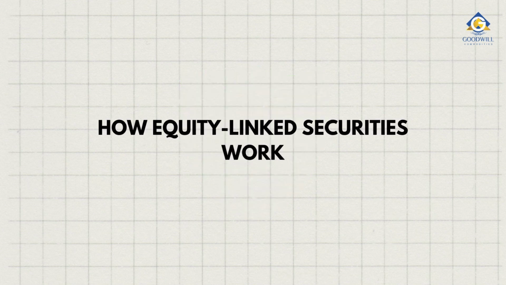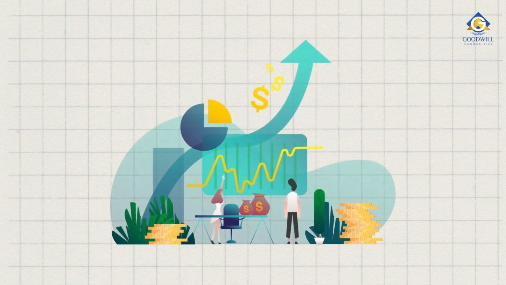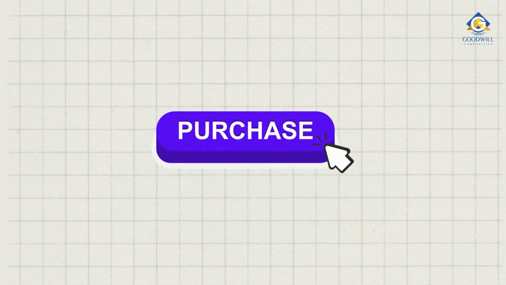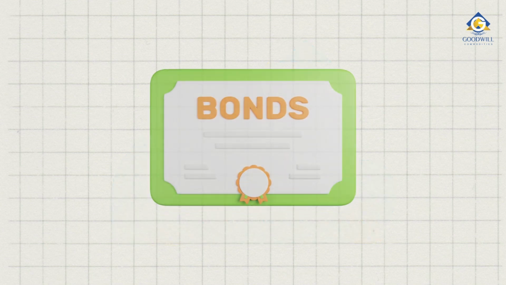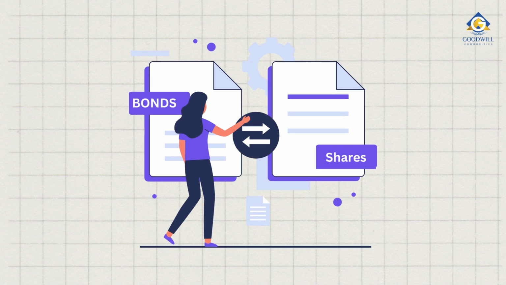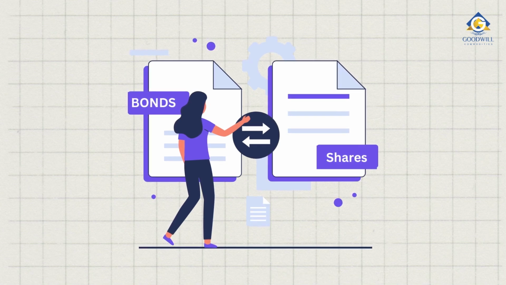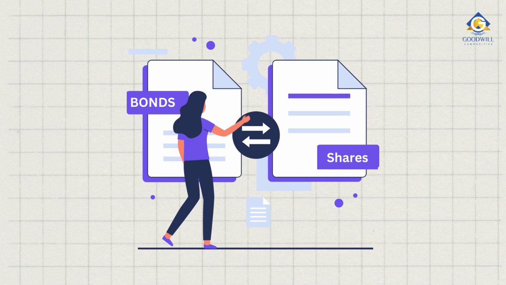How equity-linked securities work. Now, let's break down how equity-linked securities work. When you invest in an equity-linked security, you essentially purchase a bond with an embedded option that gives you the right to convert it into a specific number of shares of the underlying company's stock at a predetermined price.